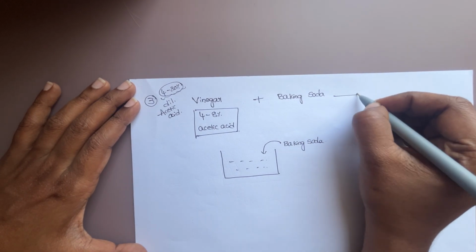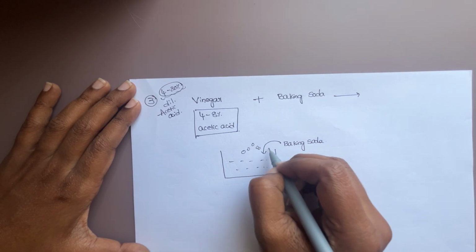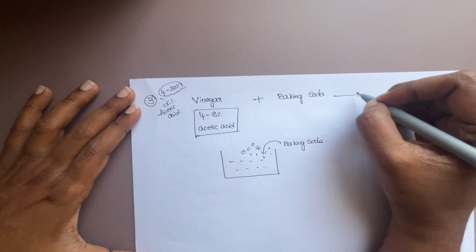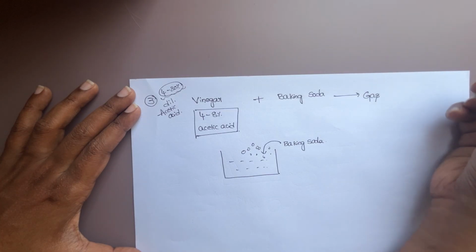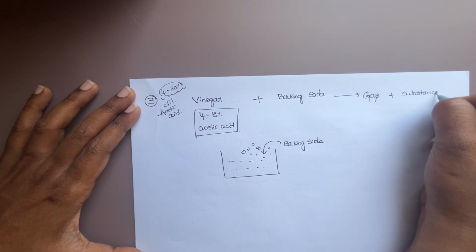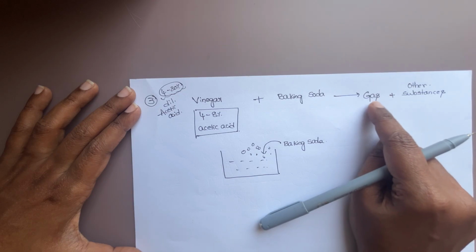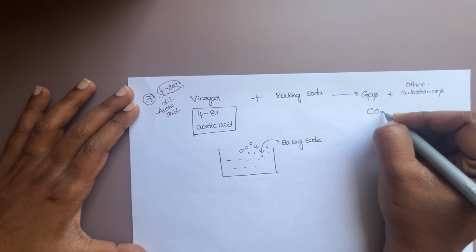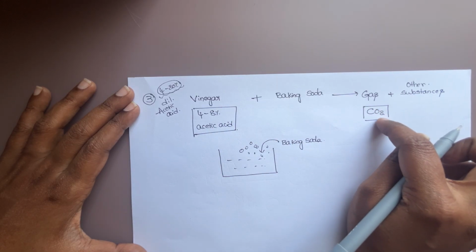Whenever I add baking soda, it usually bubbles out. Here also, bubbles are produced and a gas is produced. It bubbles out the gas. Along with the gas, some other substances are also produced, but that is not our area of interest. What happened here? Gas is produced. This gas is nothing but carbon dioxide. If you take vinegar and baking soda, carbon dioxide is produced.